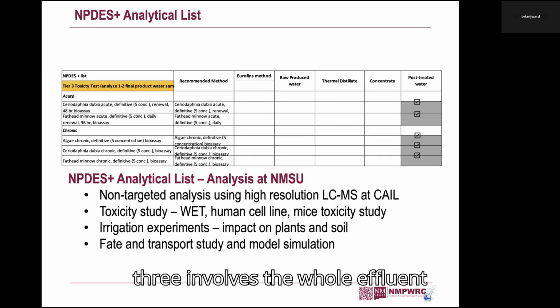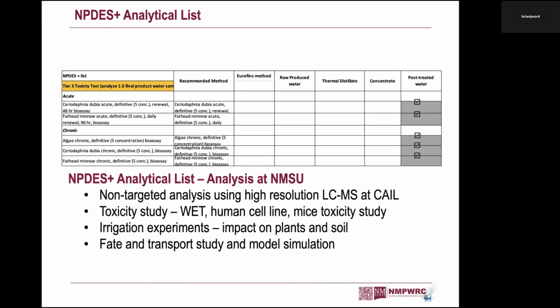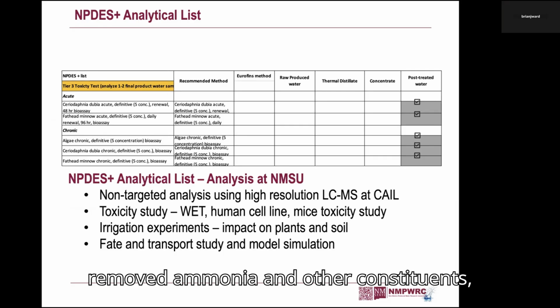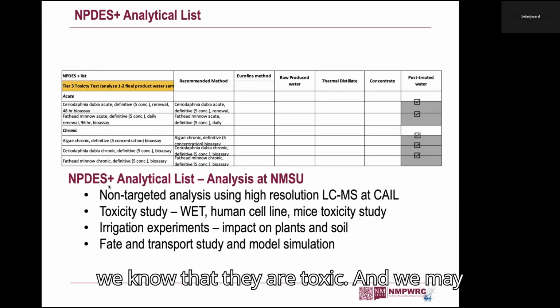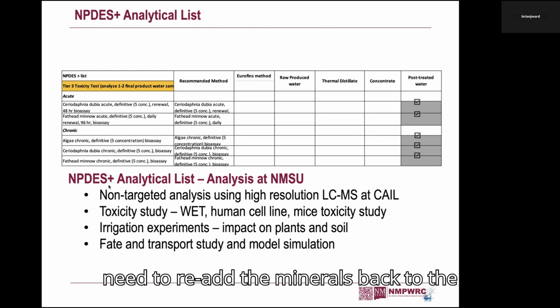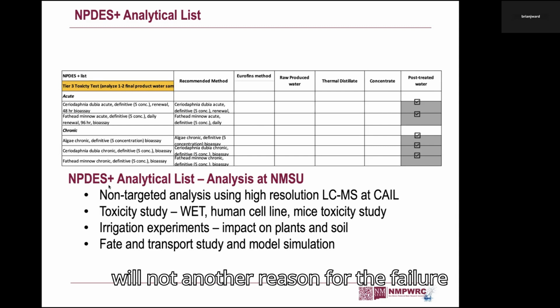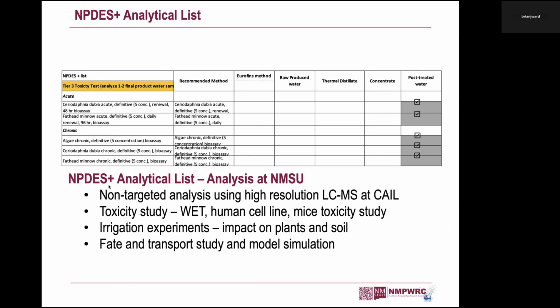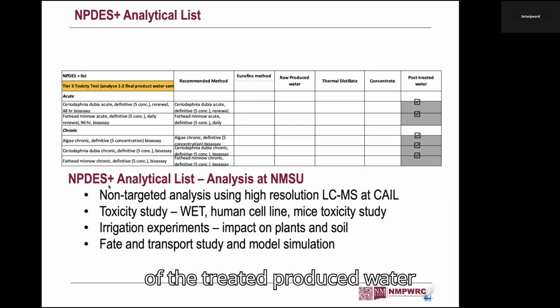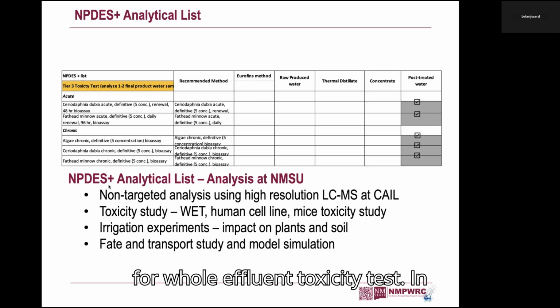So the tier 3 involves the whole effluent toxicity test, where we send only the post-treated water, because the water has had ammonia and other constituents removed. We know that they are toxic, and we may need to re-add the minerals back to the post-treated water. So the minerals could be another reason for the failure of the treated produced water in the whole effluent toxicity test.